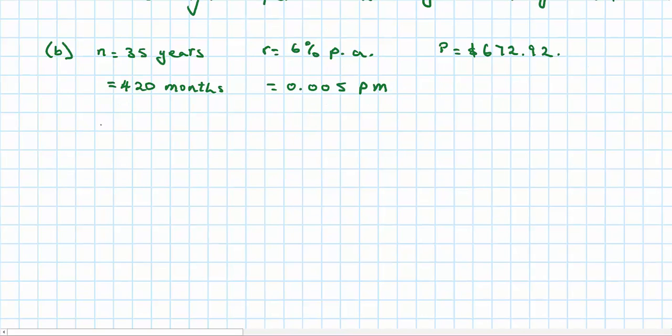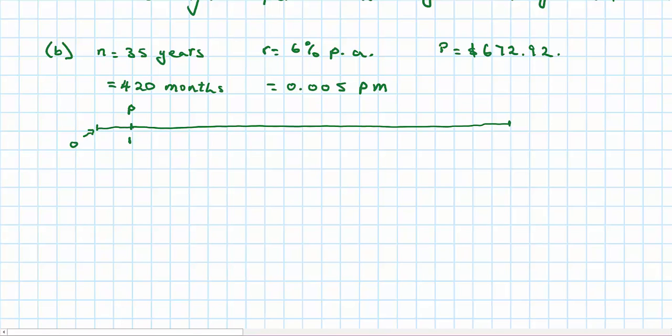I'm going to draw a timeline to assist with our calculation. This is time 0. This is the first day Maya starts working. She does not get her first pay until the end of the month. So this is month 1 finished. Her first payment is made here.